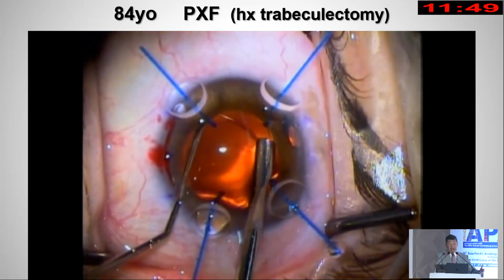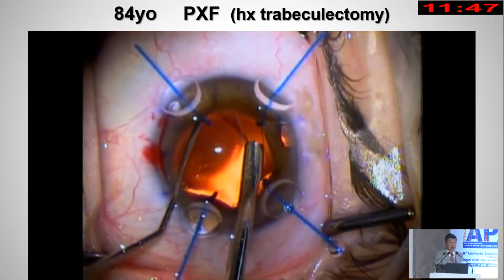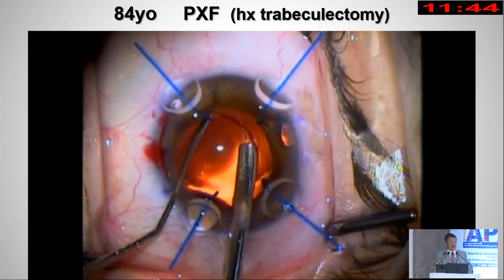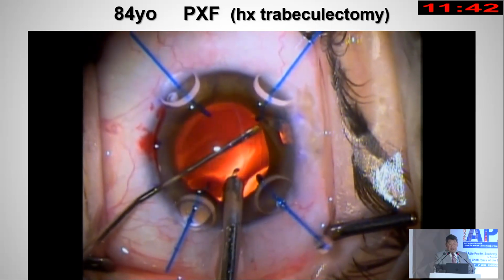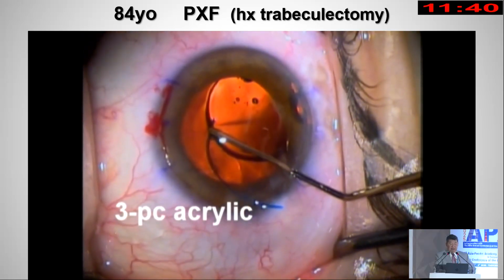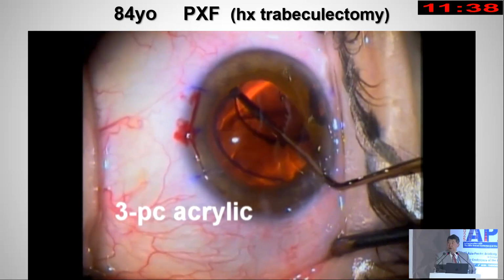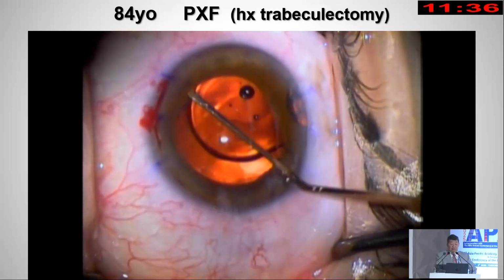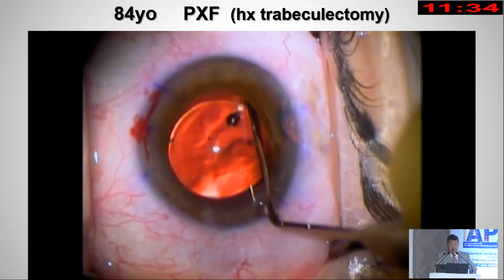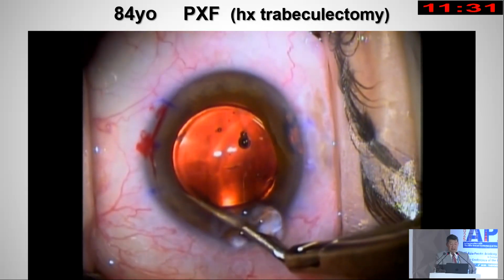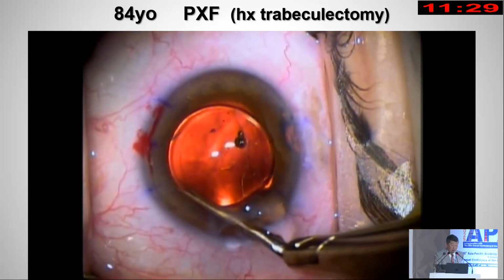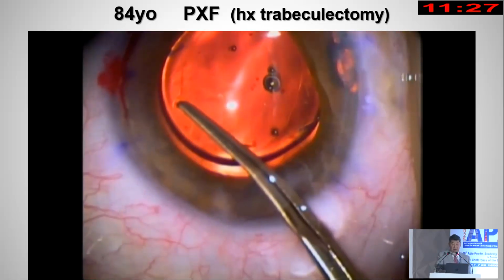Now, I leave the capsule retractors in place because I know that there's a tendency for the ring to push the bag around, and I'm also using the secondary fixation, using my Lester hook to bend it. And with the monofocal, you see there's a bleb to the right. I like using a 3-piece because why not? You get a little more compressive force than a 1-piece.